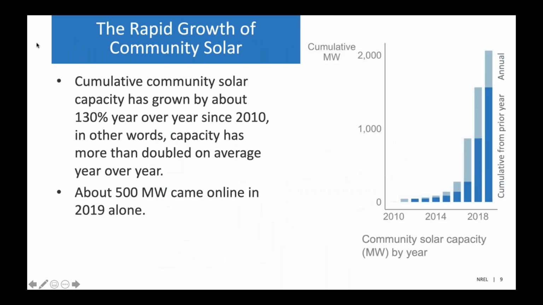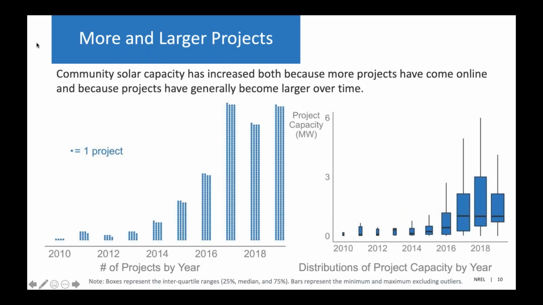The key story with solar in general, and certainly the case with community solar, is rapid growth. Most years, community solar capacity doubles year over year. We estimate about 500 megawatts came online in 2019 alone. And there's essentially two reasons why community solar is growing so quickly, as summed up by these two figures.